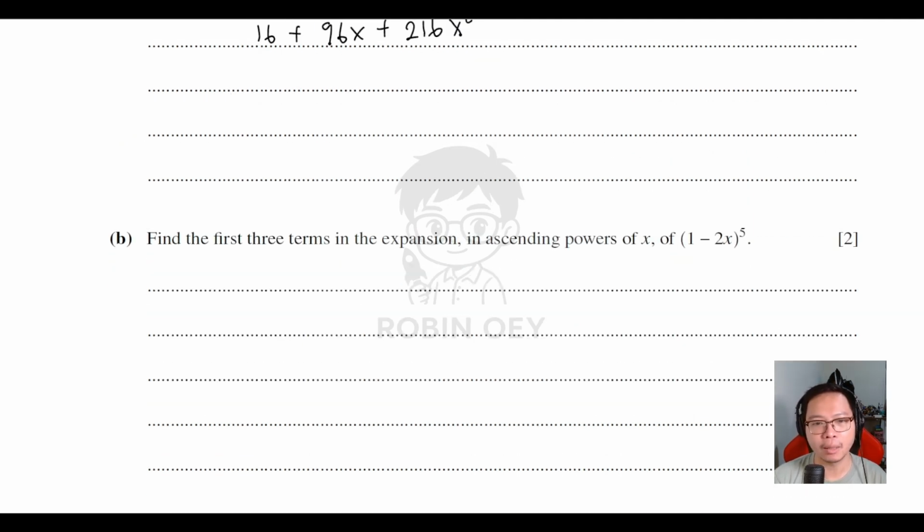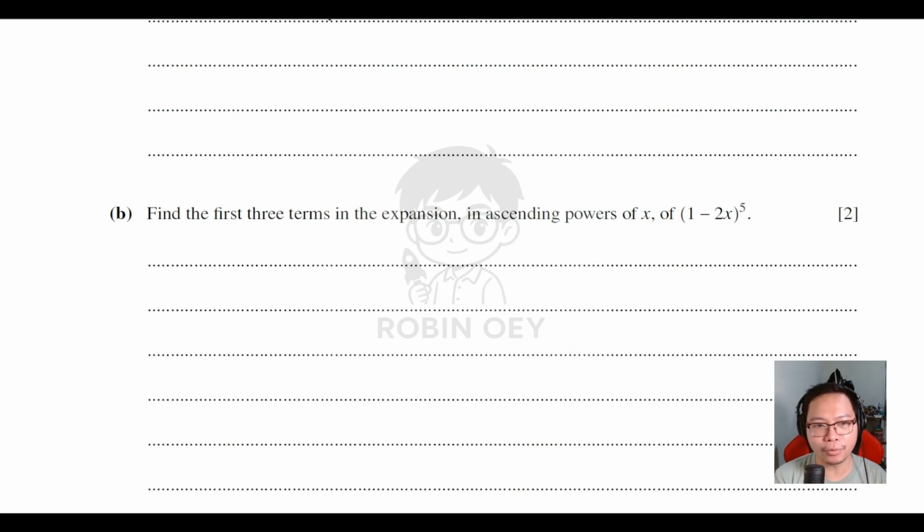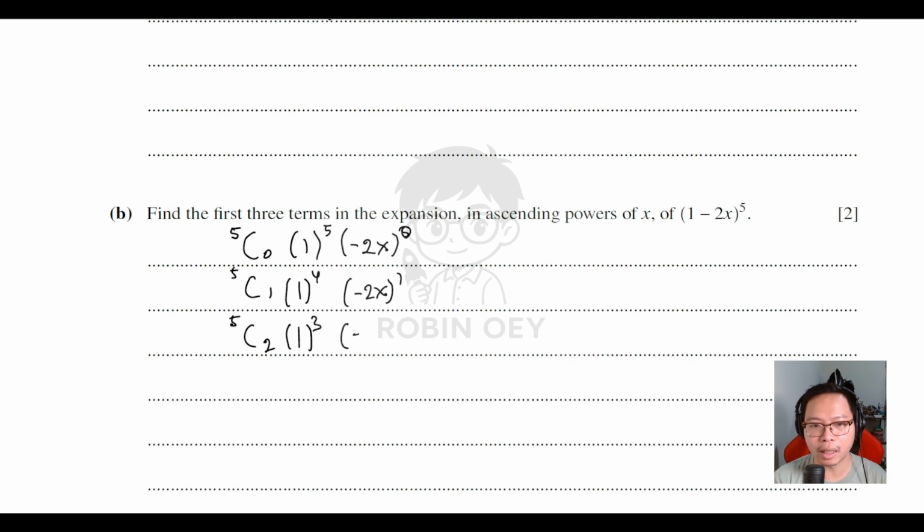Same thing, but for the combination side, I'm using 5C0, 5C1, and then 5C2. The rest are the same, so the first will be 1 to the power of 5. Negative, remember, if it is negative, then we have to input the negative to the power of 0. And then 1 to the power of 4, (-2x) to the power of 1, and 1 to the power of 3, (-2x) to the power of 2.